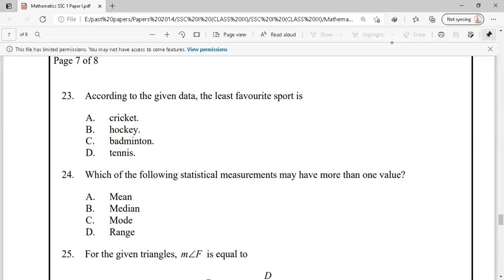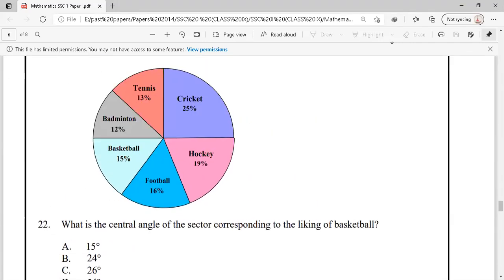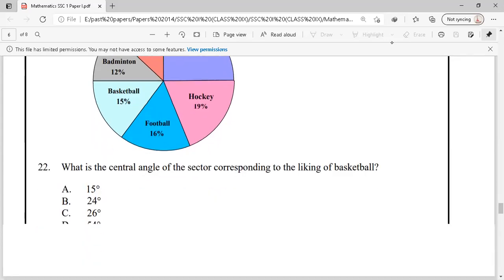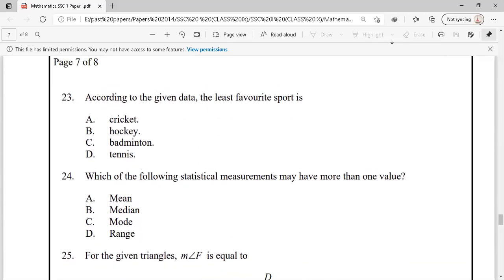Next, we have question number 23, and in this question we have to use the same pie chart. According to the given data, the least favorite sport is, which was the least favorite sport? Let's see this chart again. Here we have tennis at 13% and badminton at 12%. So the least percentage of the sport is badminton. Let's see which of the options is correct. So our correct answer is badminton, that is in option C.